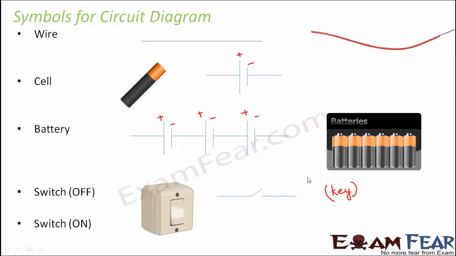Now when the switch is off, this is the off mode of the switch. We also say that the key is open, because you can see the key is open here, and this circuit would be known as an open circuit because the circuit is not complete. Whereas when the switch is on, you see the complete path is being created. So in this case we say that the key is closed. So switch off is equivalent to open key and switch on is equivalent to closed key. So these are the basic symbols and we need to remember these symbols in order to draw any circuit diagram.